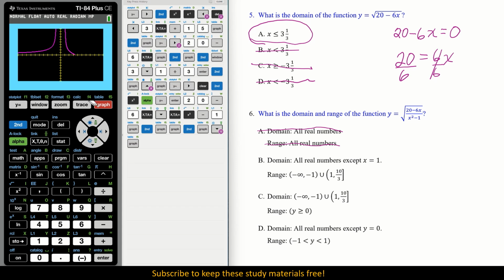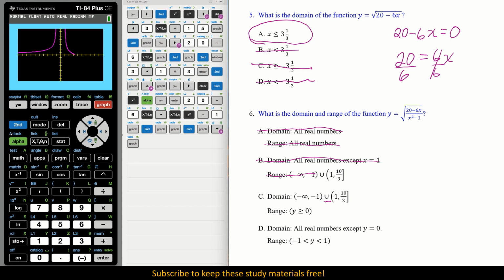Well, let's look at B. Does B in the range say 0 up? No. Let's look at the domain of B. All real numbers except 1. Not even close, and 1 is included, looks like. So I wouldn't believe that. Let's look at C. Okay, it says all the numbers from -infinity to -1, and there's a gap between -1 and 1.